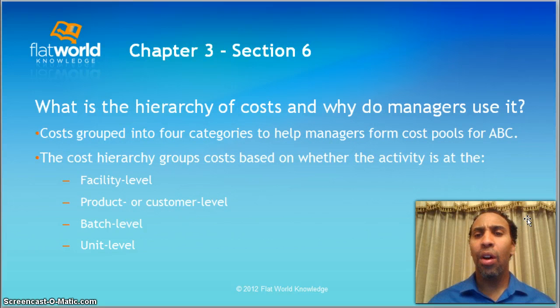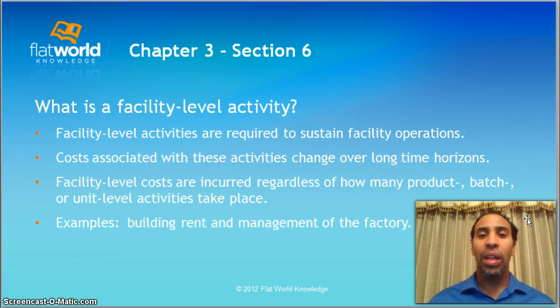So what's the hierarchy of costs and why do managers use it? Costs are grouped into four categories to help managers from a cost pool of activity-based costing. The cost hierarchy groups are facility level, which I will give you detail on all these, product or customer level, batch level, and unit level. So what is the facility level activity?